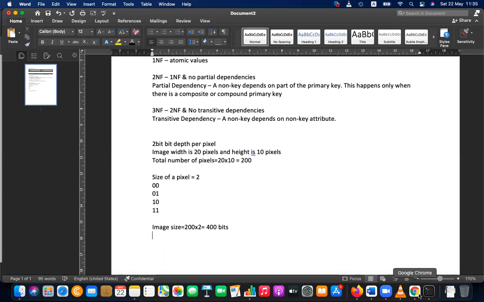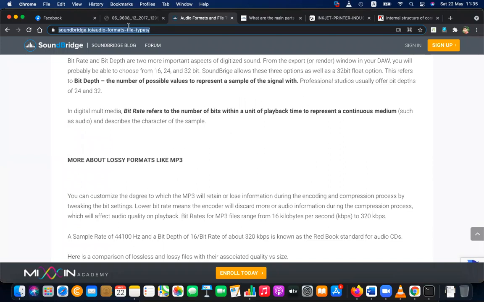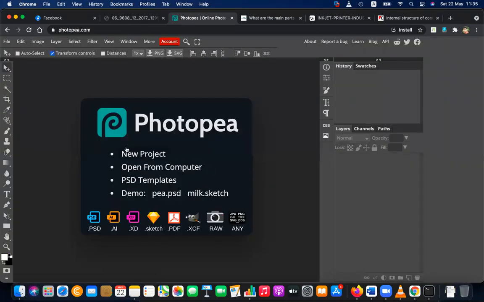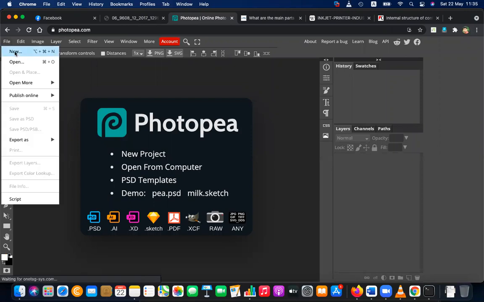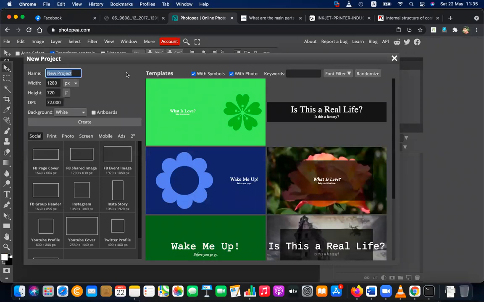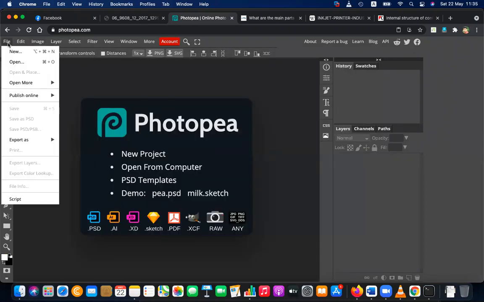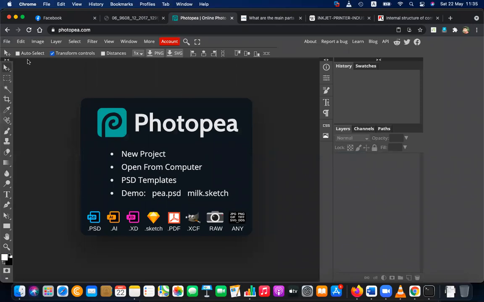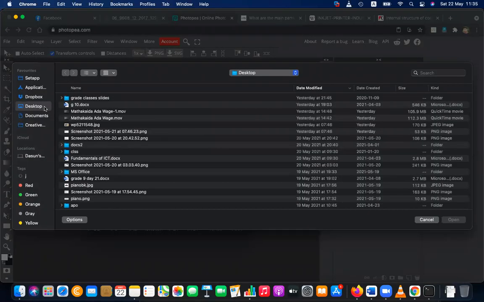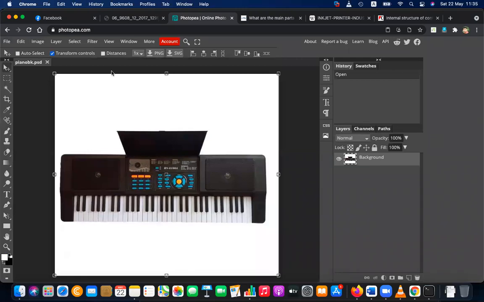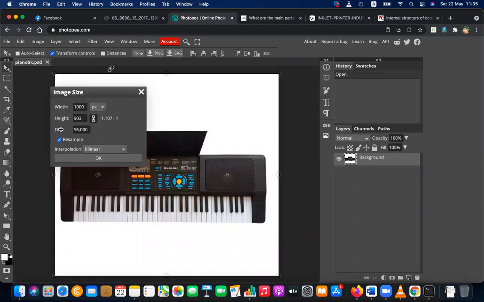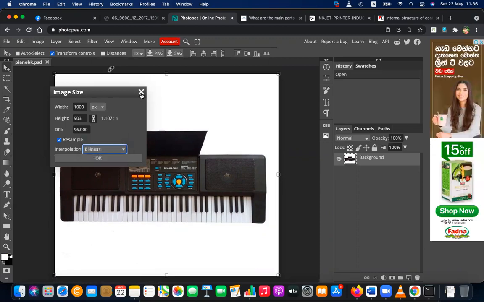Okay, let's do a practical one. I'm going to take the online Photoshop version, that is Photopea. I'm going to take a new file. Let's open an image, that is the easiest way. If I go to the image size, you can see, but here it's not really clear.